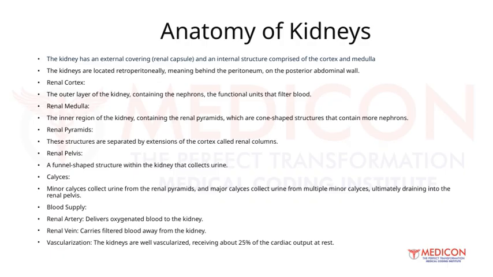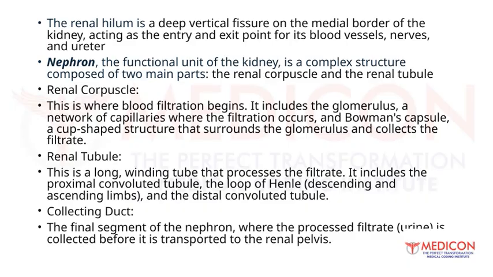They receive about 25% of the cardiac output at rest, highlighting their importance in maintaining overall body homeostasis. Let's take a closer look at the renal hilum. It's a deep vertical fissure on the medial border of the kidney, and it serves as the main entry and exit point for essential structures like blood vessels, nerves, and the ureter. Understanding this helps us see how the kidney connects to the rest of the body's circulatory and urinary systems.